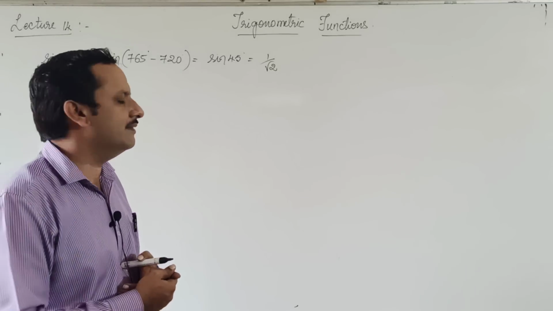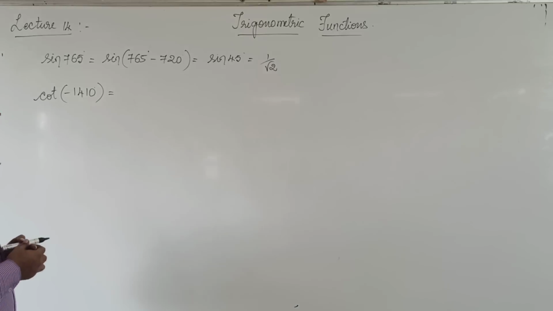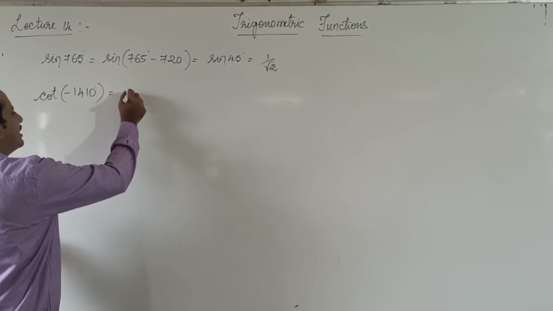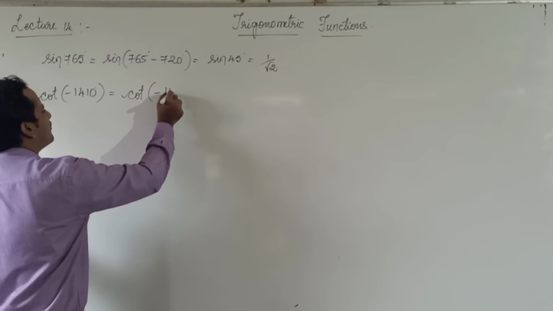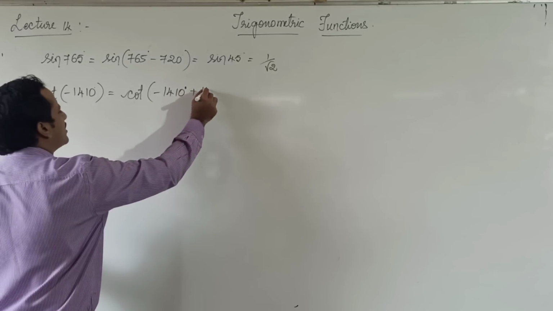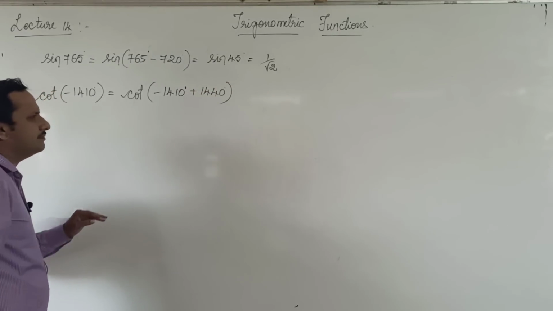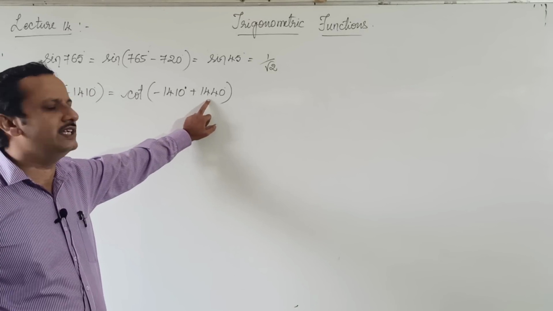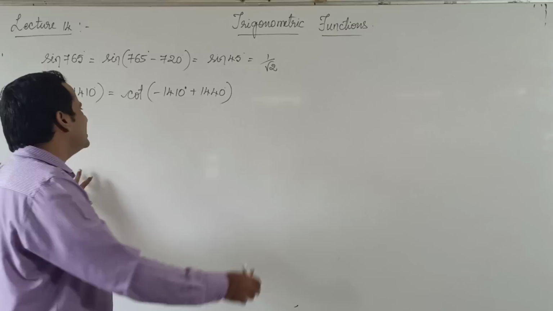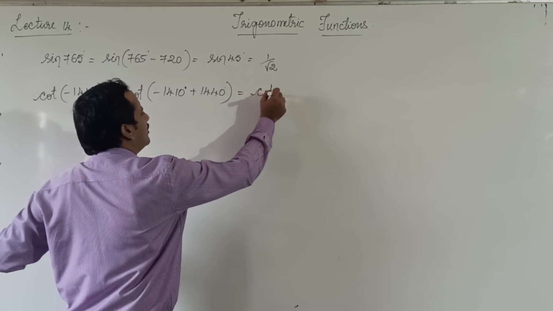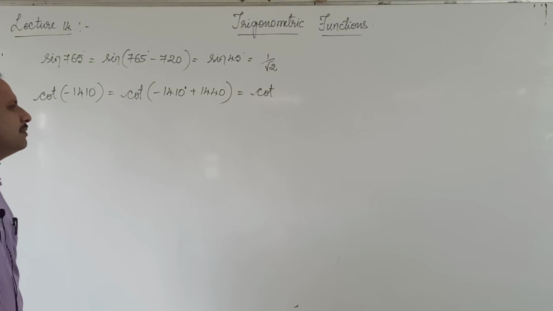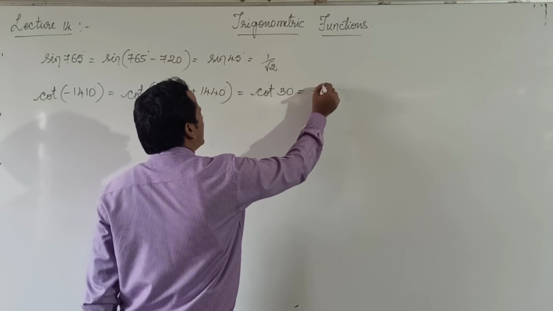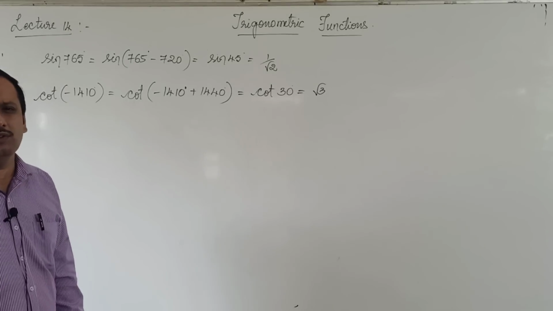Adding any multiple of 360 means I will add 360 into 4, which is 1440 degree. So I can write this as cot of minus 1410 degree plus 1440 degree. 360 into 4 is 1440. That will give you cot 30 degree. Cot 30 degree, you know, its value is equal to root 3.